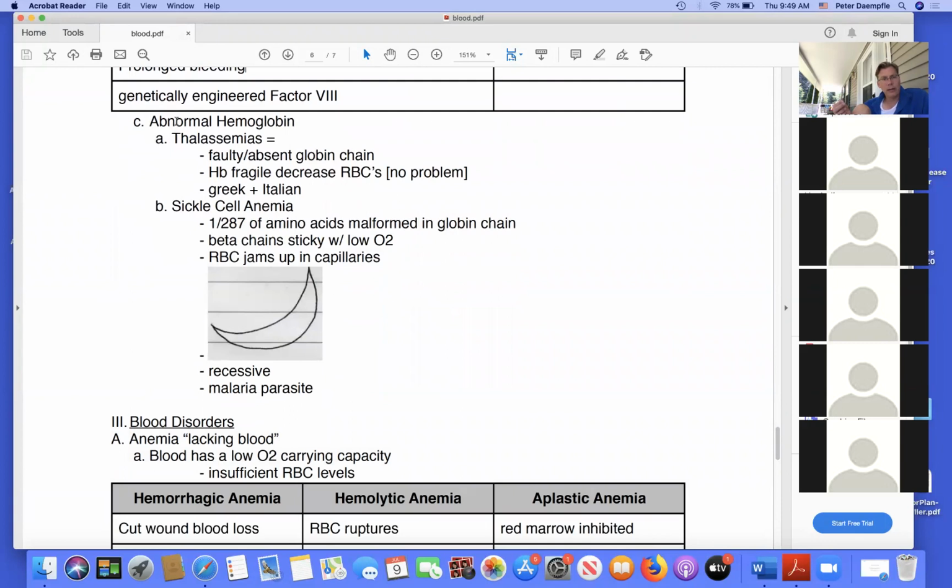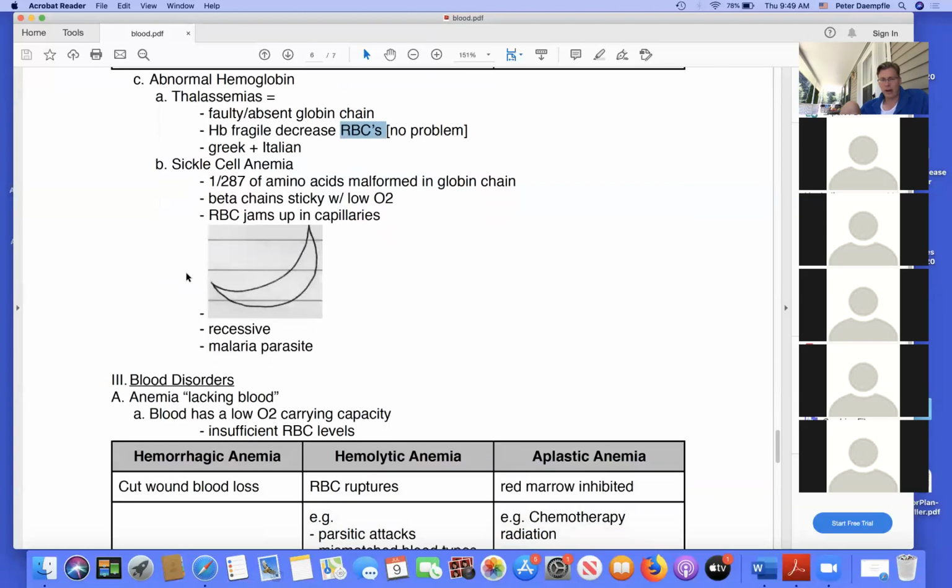A couple of other blood disorders are problems with the red blood cells. Thalassemias occur often in Greek and Italian descent populations. Often the hemoglobin is fragile. There's a globin chain of the hemoglobin that's fragile, faulty, or absent, some piece that's not right. And often there's no problem, but it can lead to a little bit of tiredness and weakness due to thalassemias.